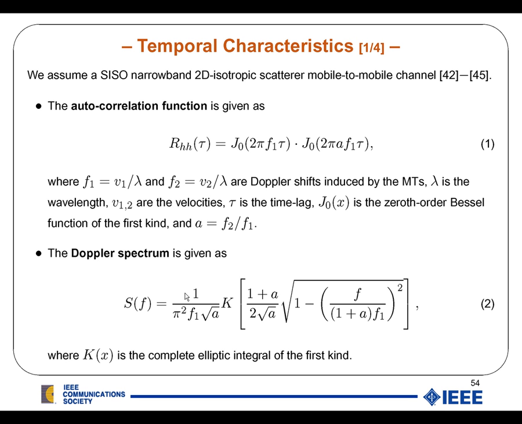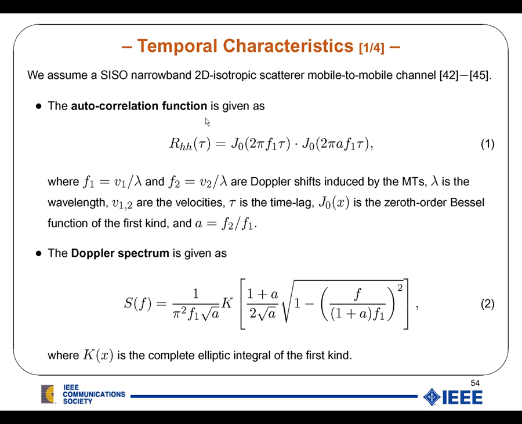Let's move on to the temporal characteristics of the regenerative relaying channel, and what we assume here very rigorously is a SISO channel, a narrowband channel, and a 2D isotropic scattering channel, where two mobile terminals which may move with a different speed are embedded into that scatter. The models developed here come from references 42 till 45.